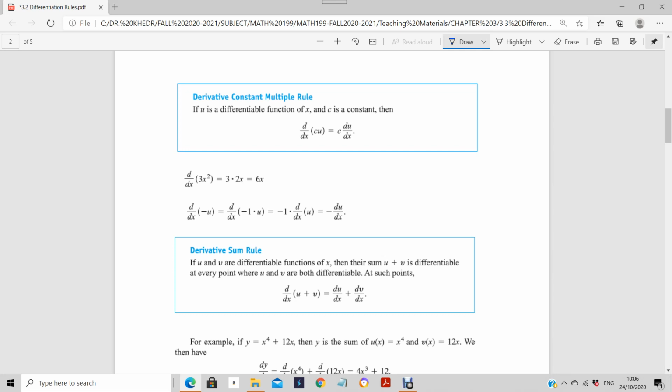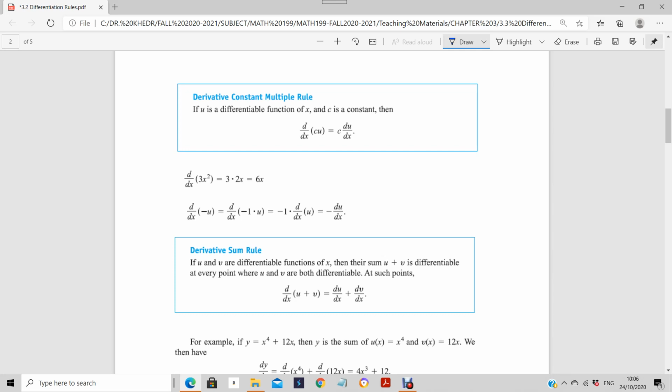Now, the next rule is the derivative constant multiple rule. So if u is a differentiable function of x and c is a constant, then the derivative of c times u, c is a constant and u is a function of x, will be c outside the derivative multiplied by the derivative of u. Don't say that because here we have c, then the derivative is 0. No. The derivative will be c, the constant, multiplied by the derivative of the function u, du by dx.